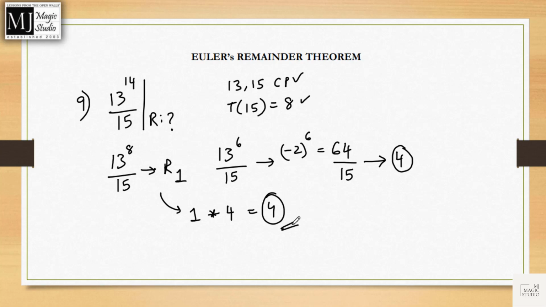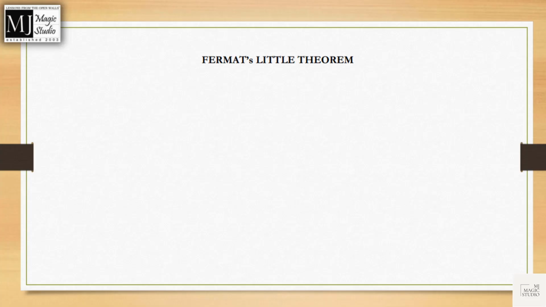Please go through the entire questions once again to get a grip on Euler's remainder theorem. X to the power t when divided by y, where x and y are relatively prime numbers and t is the totient number of y, that is the divisor, the remainder is always 1. The next important remainder theorem in our line is Fermat's little theorem, which is nothing but an extension to Euler's remainder theorem. X to the power t when divided by y will leave remainder 1. This was our Euler's remainder theorem, where x and y are co-prime and t is the totient number of y.